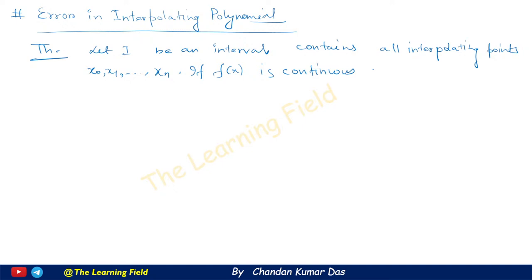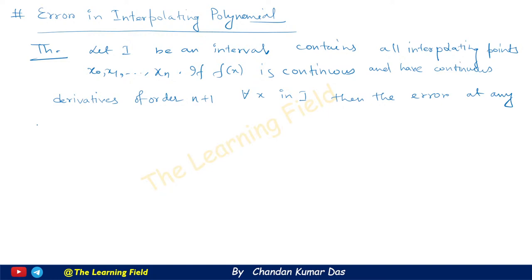and have continuous derivatives of order n plus 1 for all x in this interval I, then the error at any point x is given by what? This is En(x), what?